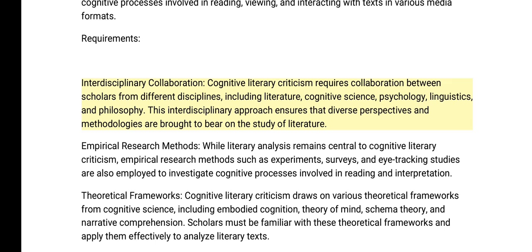Requirements. Interdisciplinary collaboration. Cognitive literary criticism requires collaboration between scholars from different disciplines, including literature, cognitive science, psychology, linguistics, and philosophy. This interdisciplinary approach ensures that diverse perspectives and methodologies are brought to bear on the study of literature.